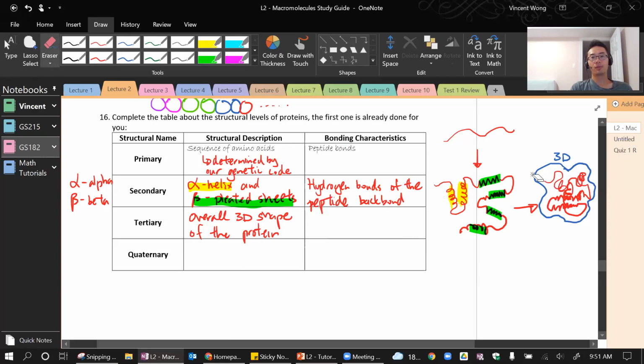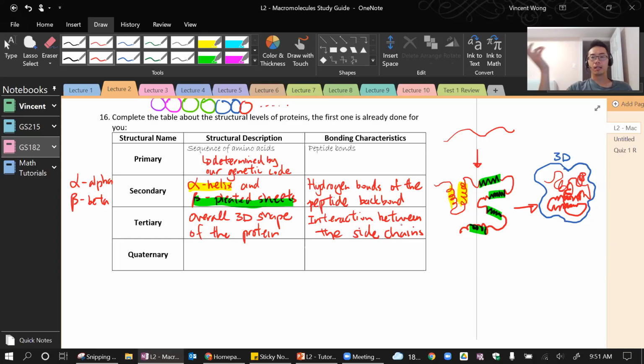So what holds the 3D shapes together? It is the interaction between the side chains. Okay, so the side chain is the R, right? Okay, depending on which amino acids we have, that's going to dictate the overall 3D shape of the protein.